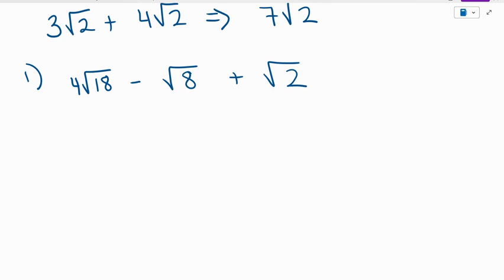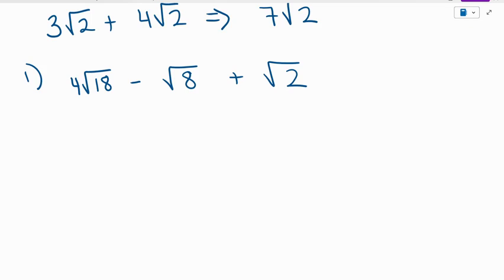So we have 4 root 18 minus root 8 plus root 2. Right now, none of these radicands are the same, but that doesn't mean I can't add them. Why am I saying that? I just can't add them yet. Tori? Yeah, because if you can simplify a radical, you have to simplify a radical, sort of like if you can simplify a fraction, you have to simplify the fraction. So what we're going to do is simplify each radical.